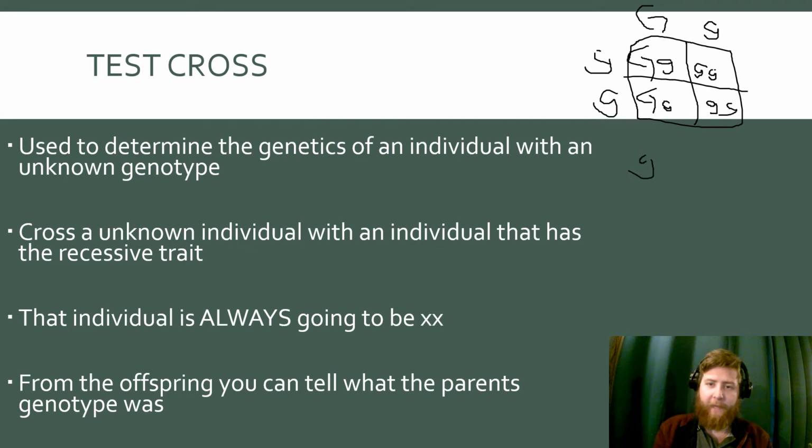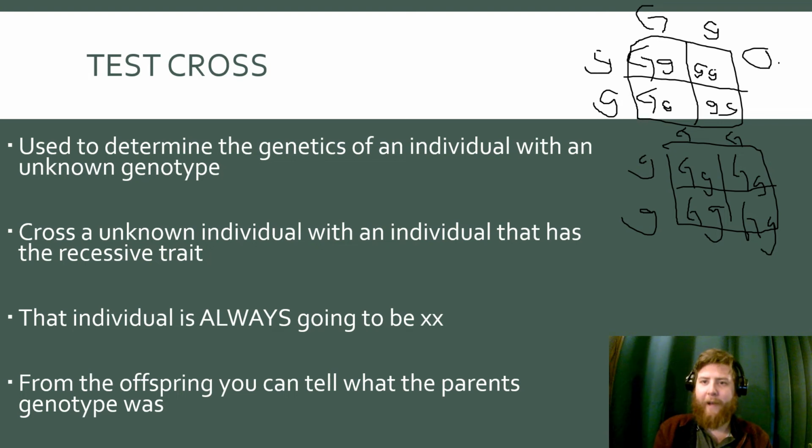On the other hand, if it's big G, big G, you'll get a big G in each one of these, and you'll know that all 4 of them have to be green. So if you do a test cross and you get a 0.5 phenotypic ratio, it means that it's a heterozygote. If you get a 1.0 phenotypic ratio, you know that it has to be homozygous dominant.